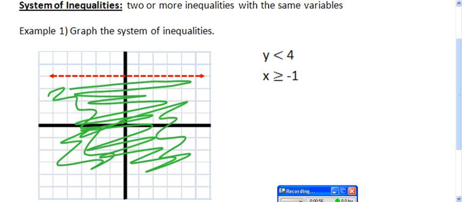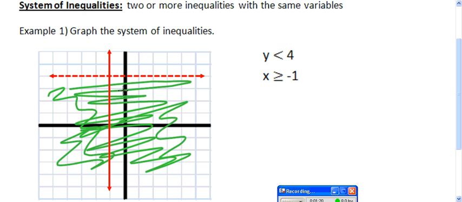Next, you'd go ahead and graph your other inequality, which would be x is greater than or equal to negative 1. Greater than or equal to negative 1 would require a solid line. Now, you have 4 areas here. Here's area 1, area 2, 3, and 4. So there's 4 regions when two lines intersect.